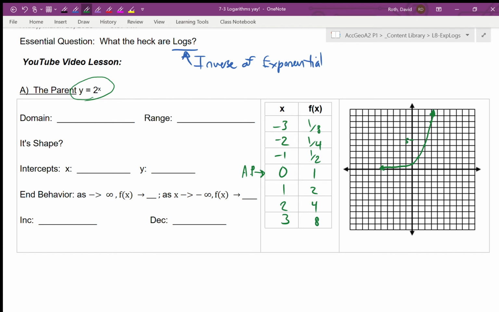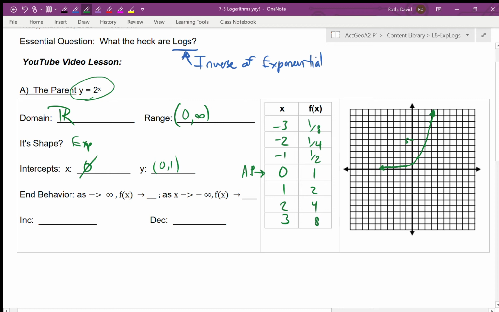My domain for my exponential y equals 2 to the x parent graph was all real numbers. The range is from 0 to infinity, parentheses. What's its shape? Well, it's exponential. The x-intercept, none. My y-intercept was the point (0, 1).